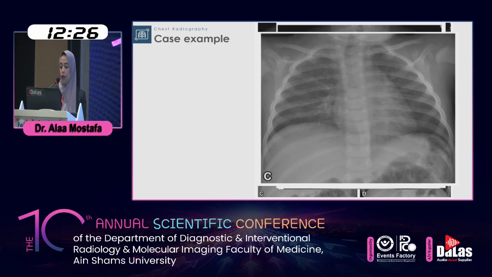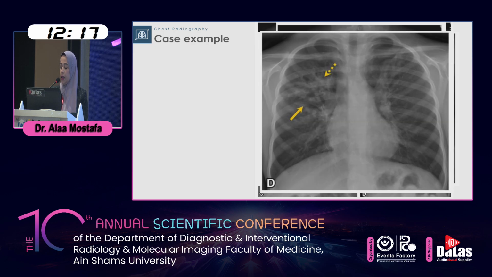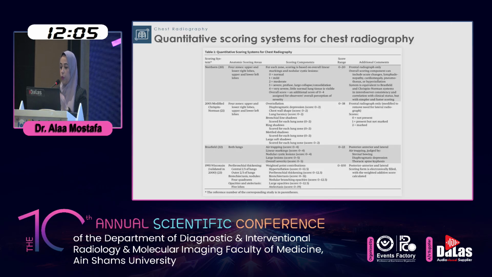C image is a coronal chest radiograph in a 1-year-old girl, which was interpreted as normal. D image is a coronal chest radiograph in the same patient 10 years later, which shows new upper lobe predominant bronchiectasis as marked by the solid arrow and airspace opacity as marked by the dashed arrow. Now, we will talk about the new quantitative scoring systems for chest radiography in the evaluation of cystic fibrosis.